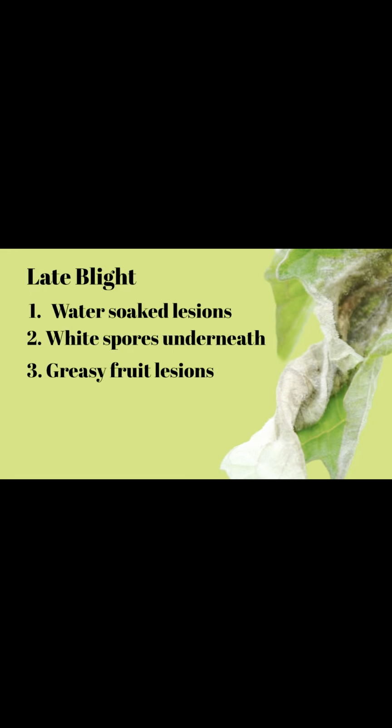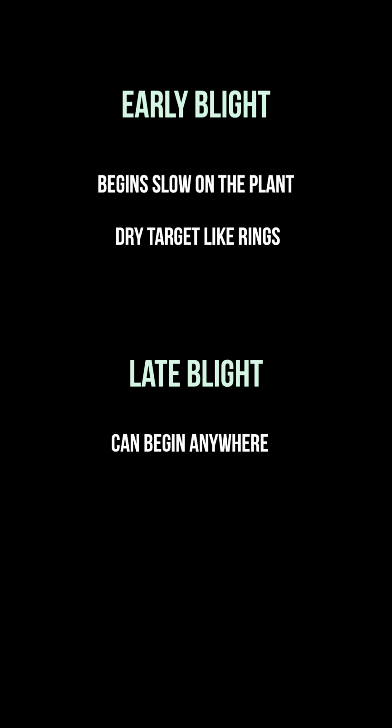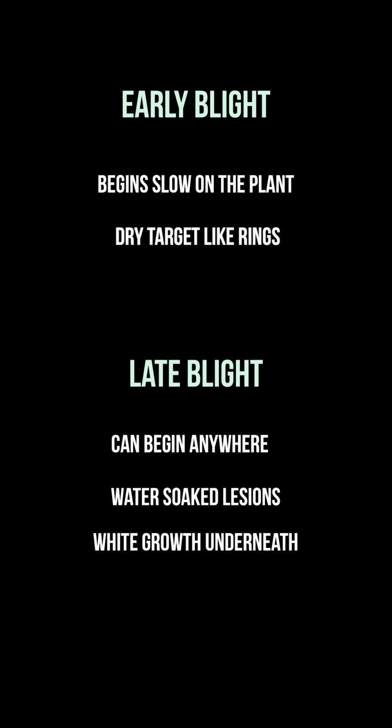So your quick ID for late blight is water-soaked lesions, white growth underneath the leaves, and greasy fruit lesions. Early blight usually begins low on the plant and has dry target-like rings. Late blight can begin almost anywhere and produces water-soaked lesions with white growth underneath the leaves.